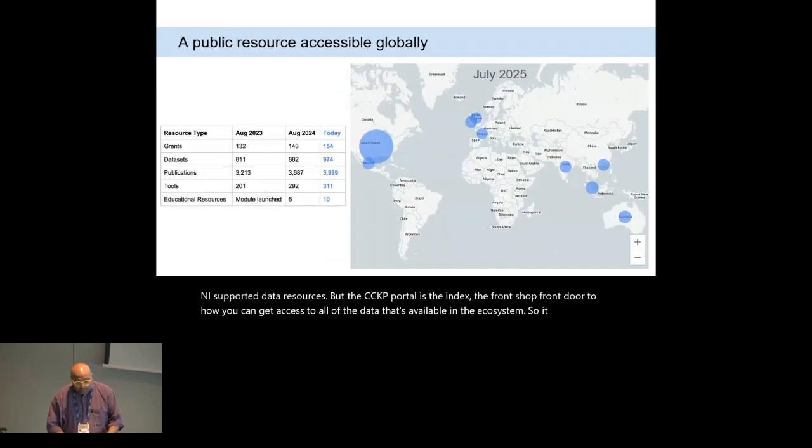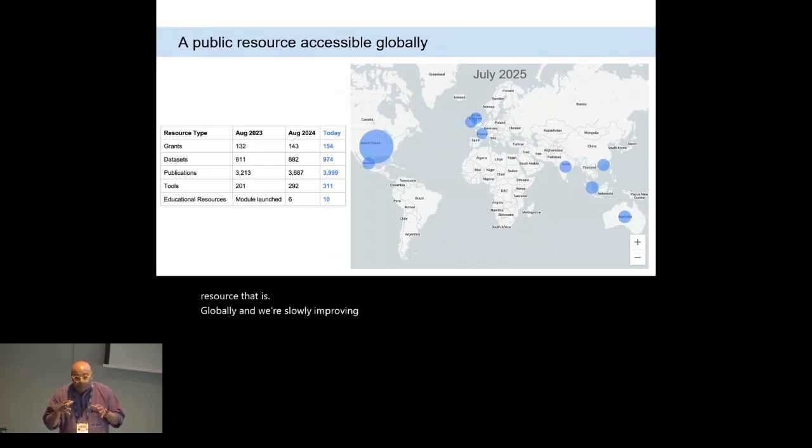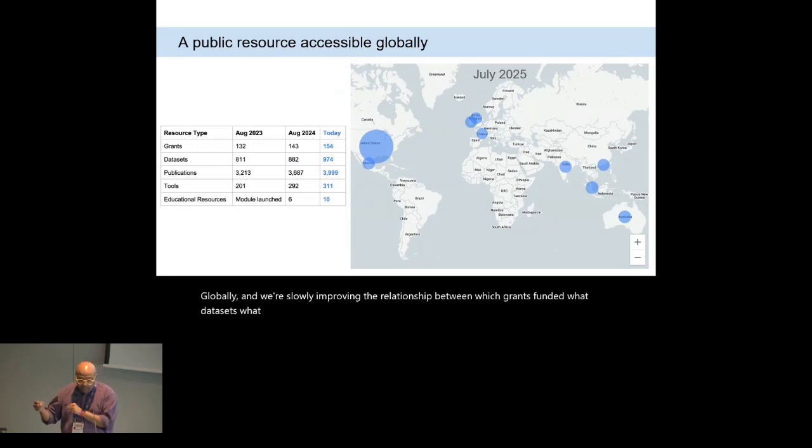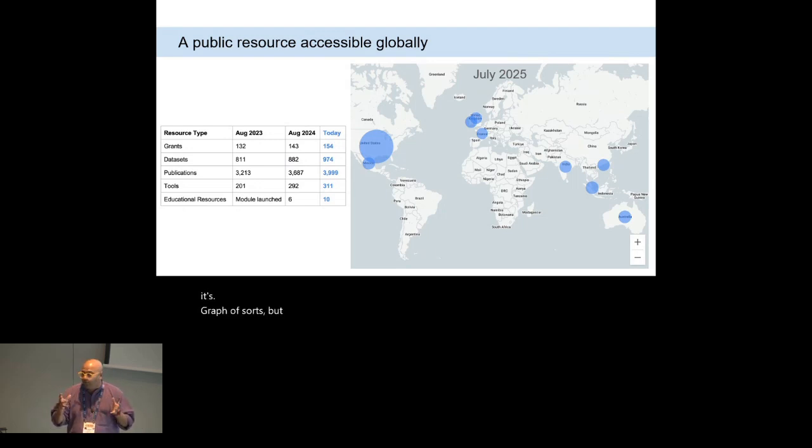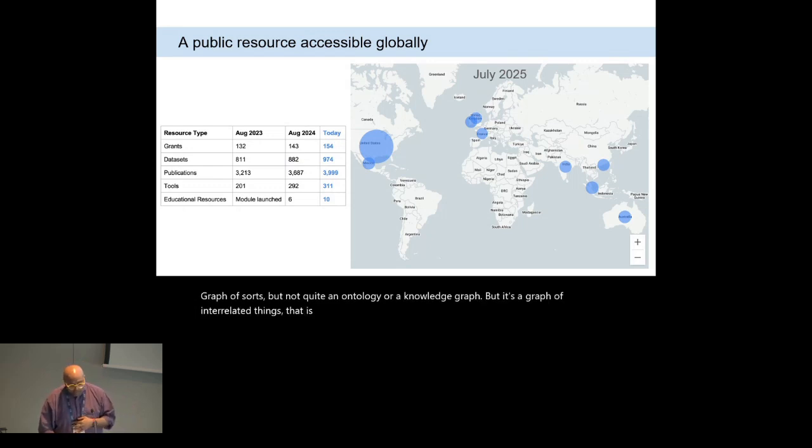So it is a public resource that is accessed globally, and we're slowly improving the relationship between which grants funded what datasets, what publications came out of it, what tools have been generated to use that, and what educational resources are connected to that. So as a cancer researcher, you will be able to find out not just the dataset itself, which is important, but what publications came out of it, what tools were used and developed as part of it. How do I learn more about that data? So it's a graph of sorts, but not quite an ontology or a knowledge graph, but it's a graph of interrelated things that is really important to the research community.